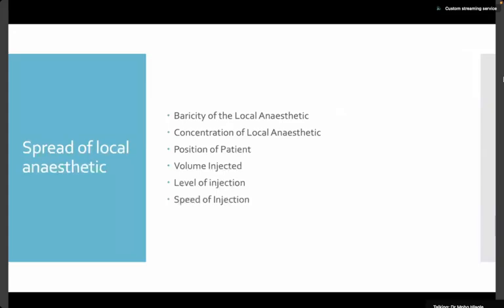There are certain factors that affect how your local anesthetic is going to work. The baricity of the local anesthetic, meaning how heavy it is or how light it is, the concentration of the local anesthetic, the positioning of your patient, the volume that you inject, the level of the injection, or even the speed of the injection can affect how well the spread of the local anesthetic is and how well your block is.